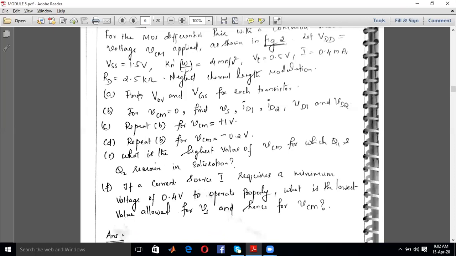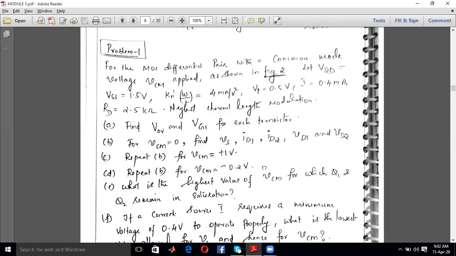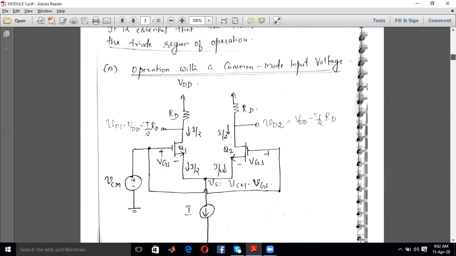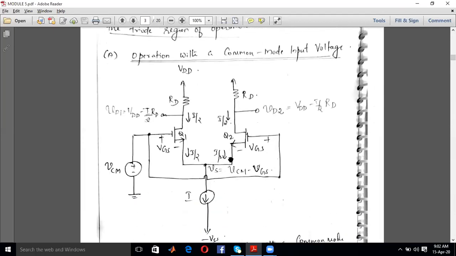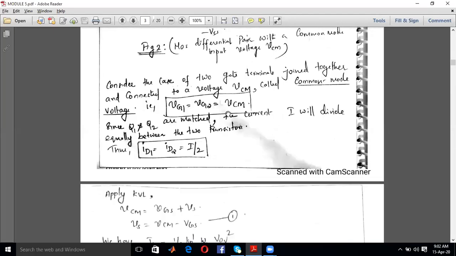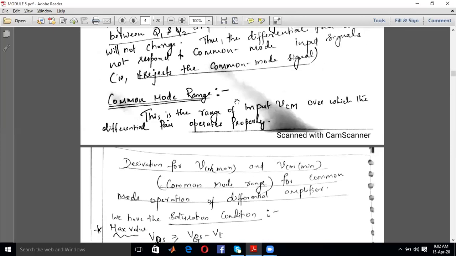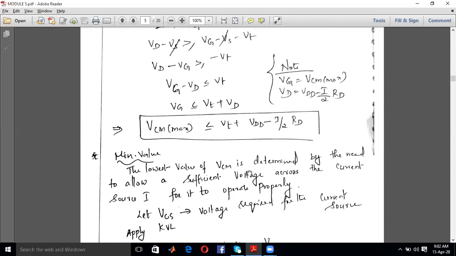The first question is to calculate the VOV, that is the overdrive voltage, and the gate source voltage for each transistor. You know the circuit diagram of the common mode operation. Here the gates are shorted together, and similarly the sources are also shorted together. So obviously this gate source voltage is going to be equal to that gate source voltage; there is no change between those two. That you have to find. Again, the overdrive voltage is nothing but VGS minus VT. So once you can find the VOV or VGS, you can find the other parameter directly.